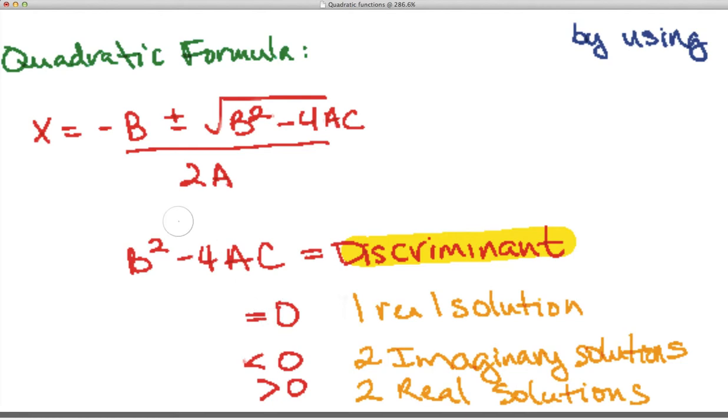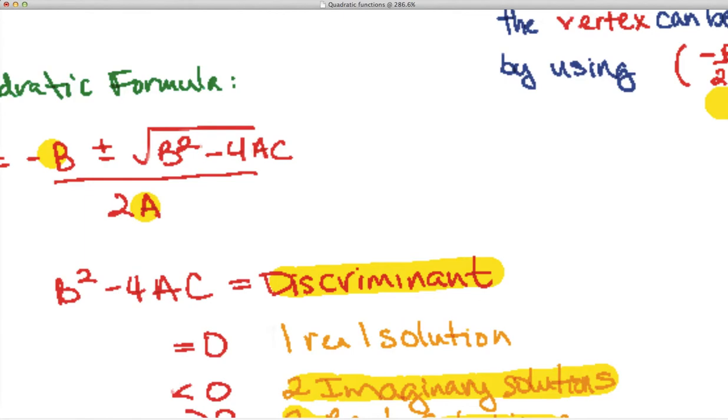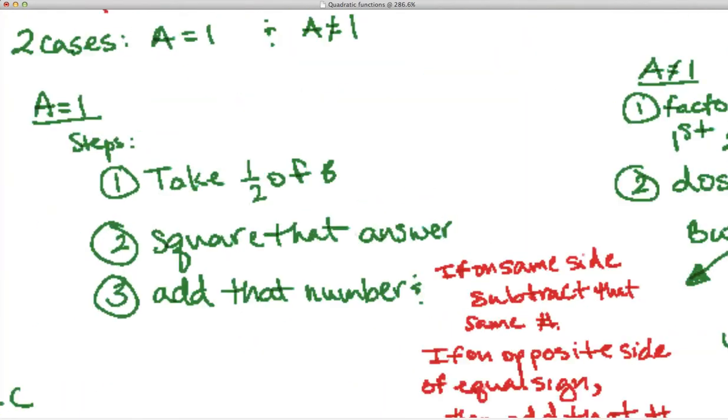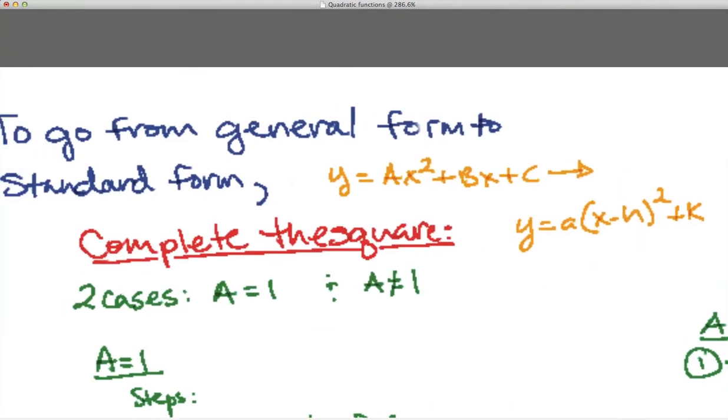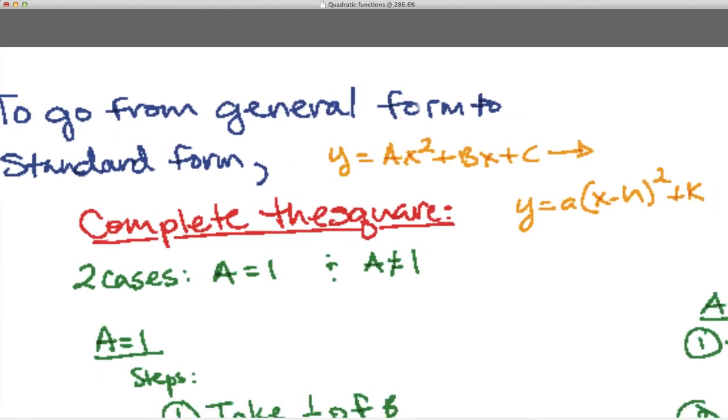If it's equal to 0, then all you have left is the minus b over 2a. And that's just one real solution. But if it's greater than 0, it's 2 real solutions, and less than 0, it's 2 imaginary solutions. If you remember, the square root of a negative number gives you an imaginary solution with complex numbers, i's. All right? Sometimes you might be asked to go from a general form to a standard form. You've got to complete the square to do that.